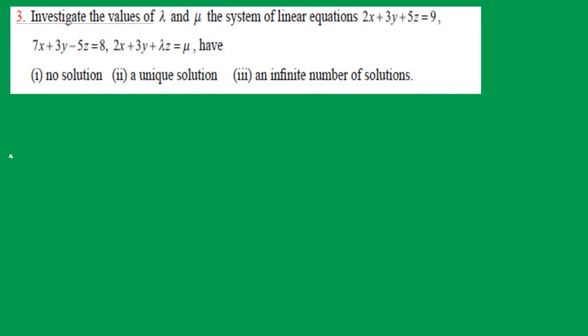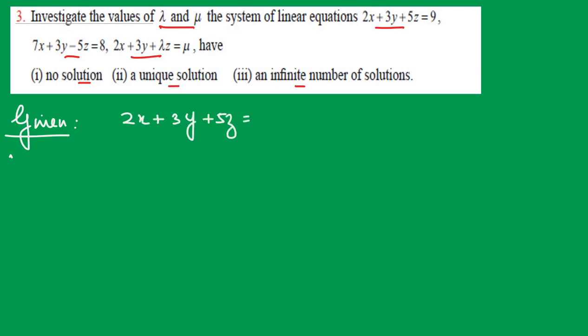Moving on to the next problem, the values of lambda and mu. Find the values of lambda and mu so that we get no solution, unique solution, and infinitely many solutions. Here we first write the given equations. Given 2x plus 3y plus 5z is equal to 9. The second equation is 7x plus 3y minus 5z is equal to 8. And the third equation is 2x plus 3y plus lambda z is equal to mu.